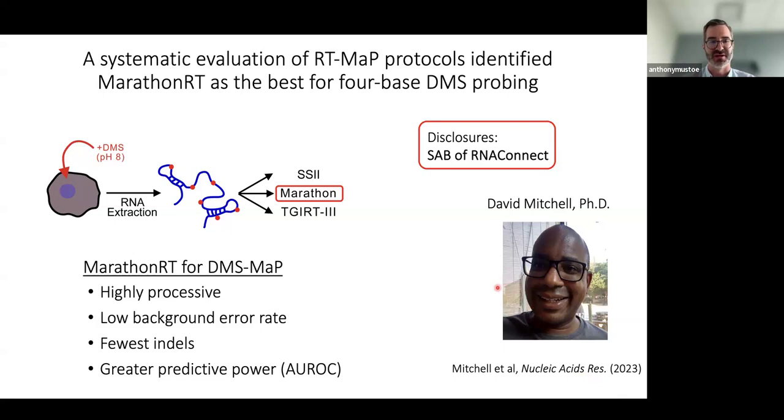Some of the advantages are that we found that it's very processive, which was published. For us, it had low background error rates, the fewest indels, and overall just the greatest predictive power at discriminating paired versus single-stranded nucleotides. And I'll remind you again of my conflict of interest: around the time when this paper came out, Anna started a company that is commercializing Marathon, and she asked me to be on the advisory board. So definitely be aware of that, if you want to interpret things skeptically.